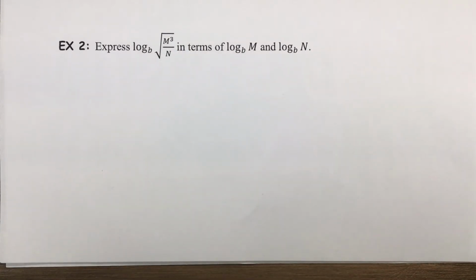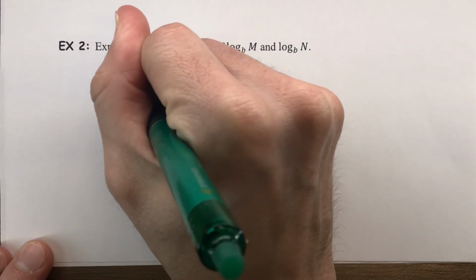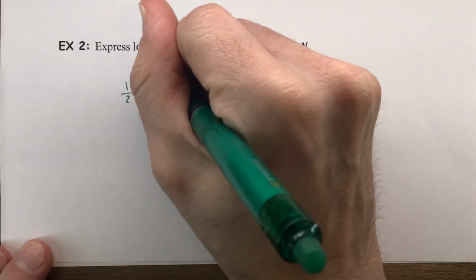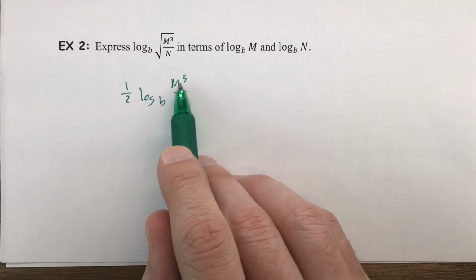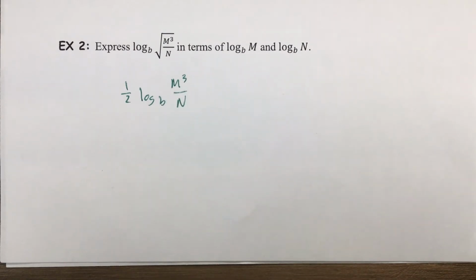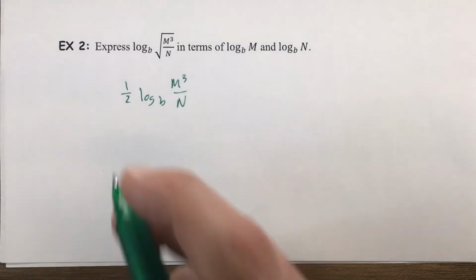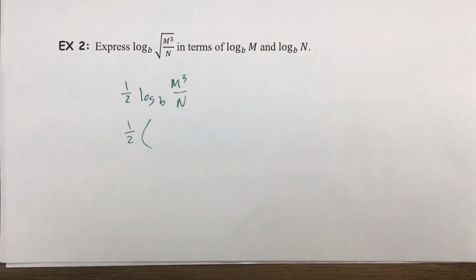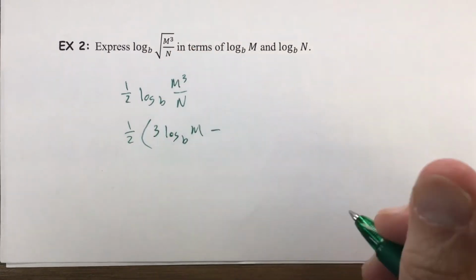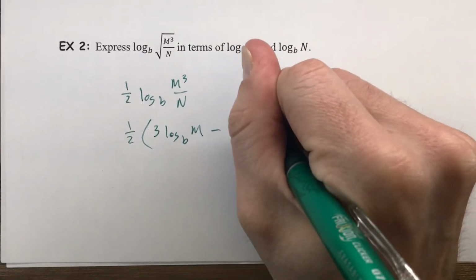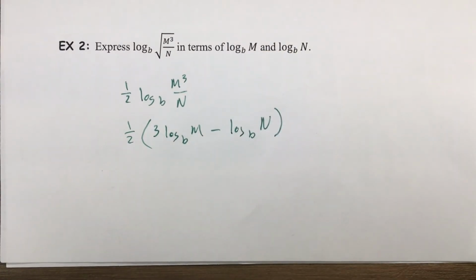So my first step is going to be using the power rule. I'm going to bring that 1/2 exponent out to the front. So we get 1/2 times log base b of M cubed over N. That division, we're going to separate with subtraction. In addition to that, M cubed, we're going to be able to move that 3 out to the front using that power rule again. Now here's the catch though. The 1/2 applies to everything. You might want to write it this way: 1/2, open parentheses, we get 3 log base b of M minus log base b of N. And that's the answer.